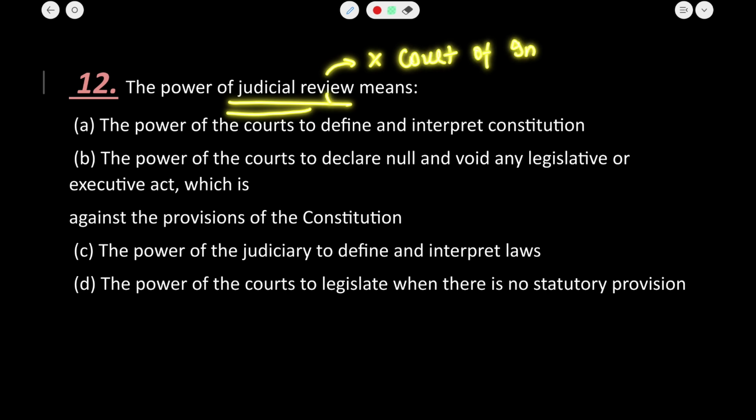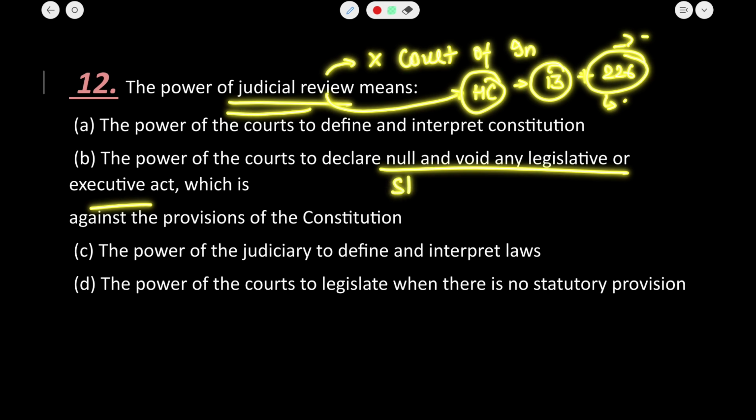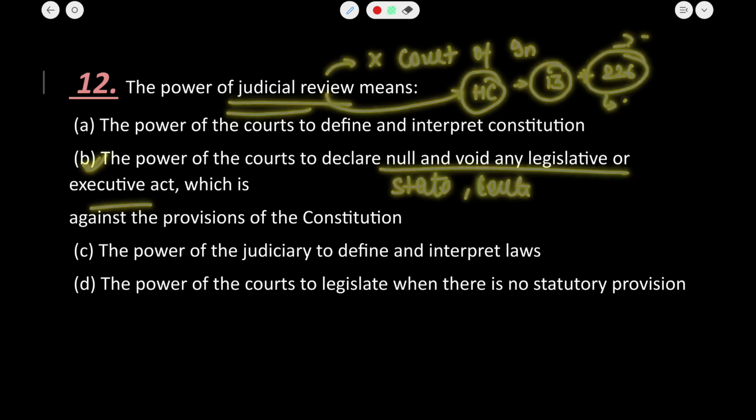Okay, and this power of judicial review has been given to High Court as well as Supreme Court under Article 13, which defines what amounts to law under the Constitution, and Article 226, which is related to the writ jurisdiction of the High Court. So the power of judicial review has the power to declare null and void any legislative or executive act of the state as well as the center. Okay, so B is the most correct explanation here given to this question.